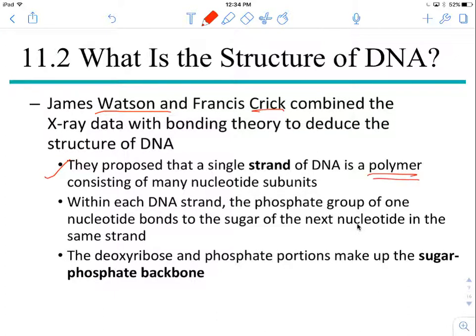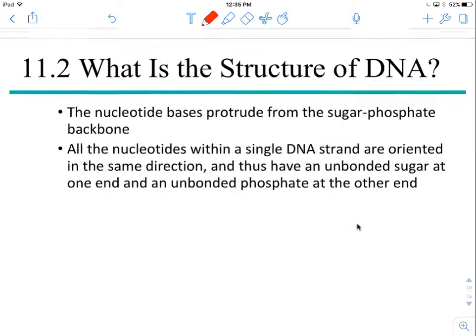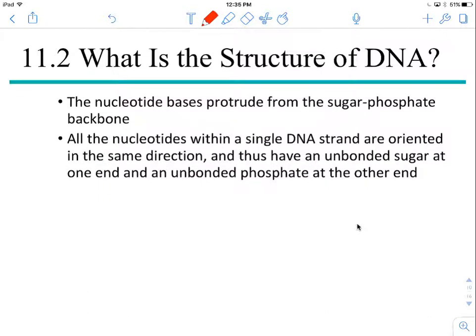It's a long polymer of many repeating subunits. With each DNA strand, the phosphate group of one nucleotide bonds to the sugar of the next. Again, that 5' to 3' bonding. Okay. And this gives us our sugar phosphate backbone. Okay. Then the nucleotides protrude from the backbone. Here's my backbone, my sugar phosphate backbone. The nucleotides protrude towards the inside.